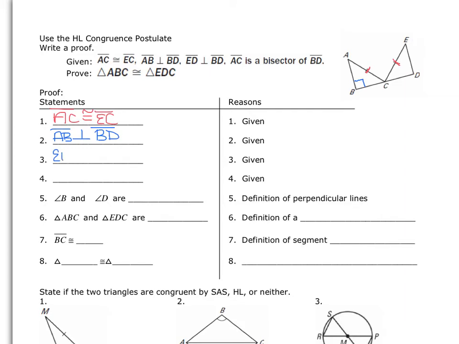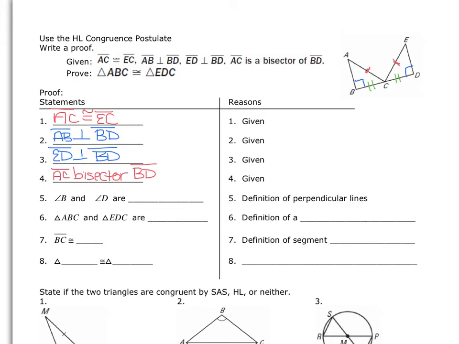Keep going. ED perpendicular to BD. Mark that. ED to BD. Last, that was given. AC, and I'm just going to abbreviate, is the bisector of BD. So this one's super important because you got to remember what that word bisect means. And bisect means cut in half. So if AC right here is the bisector, then it's going to cut that segment in half.